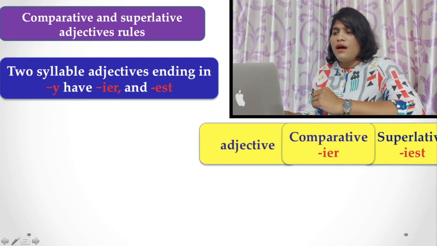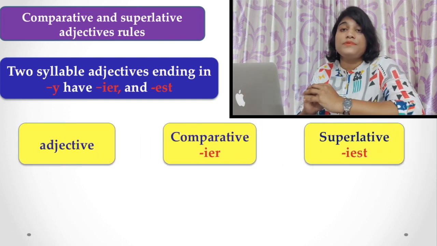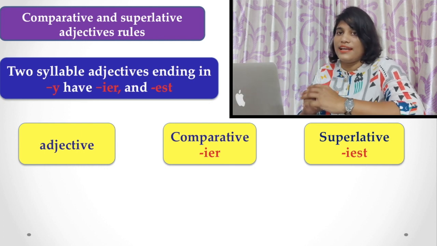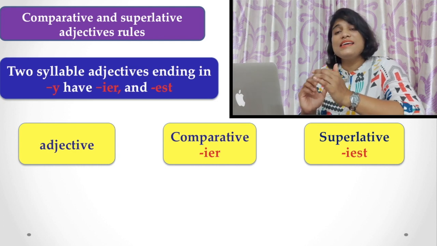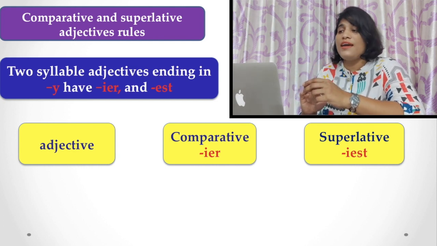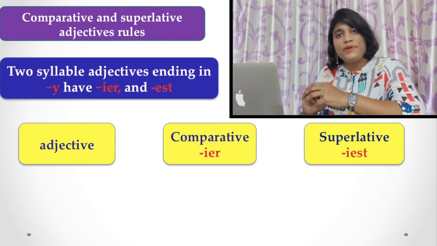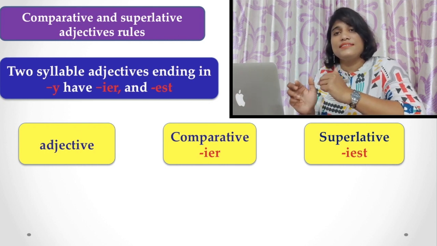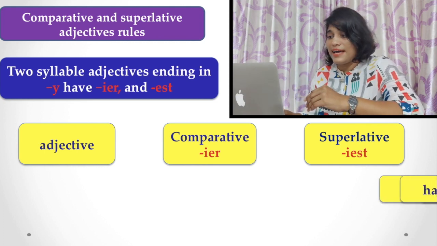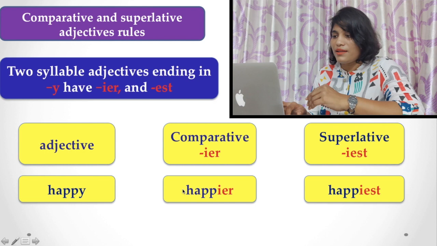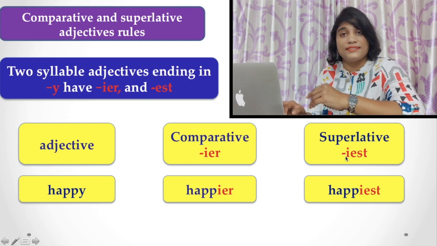Now, two-syllable adjectives ending in "y" with a consonant before it. In that case, you have to use "ier" by removing "y" in case of the comparative degree. Similarly, "iest" in case of the superlative degree. Let's see the example here. There is a mistake here: you find "ier", but here you have to use "iest" like this.